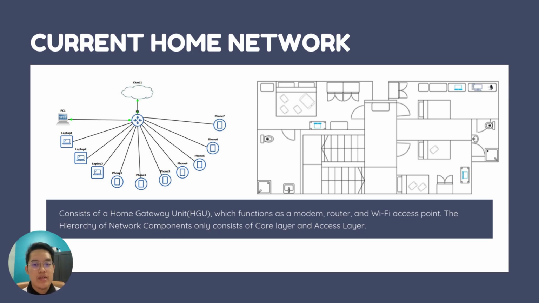Okay, so the current home network consists of an HGU, which functions as modem, router, and Wi-Fi AP. And the hierarchy of the network components only consists of the core layer and access layer. The core layer is between the ISP and the HGU, and the access layer is between the HGU and the mobile devices and PCs. And then on the right is the physical diagram of the network, and on the left is the logical diagram.